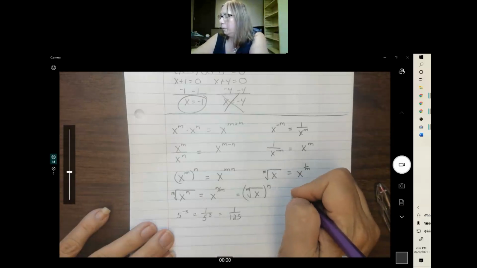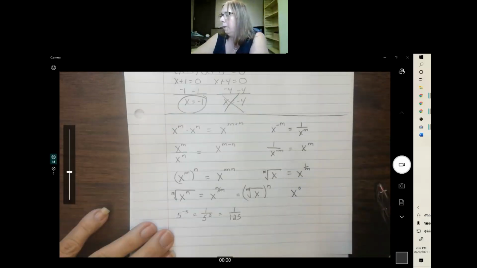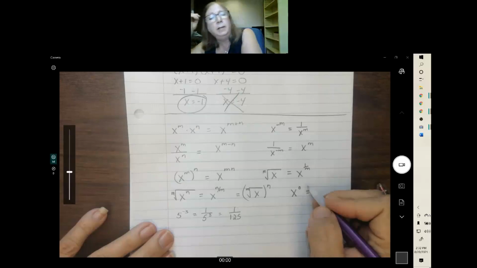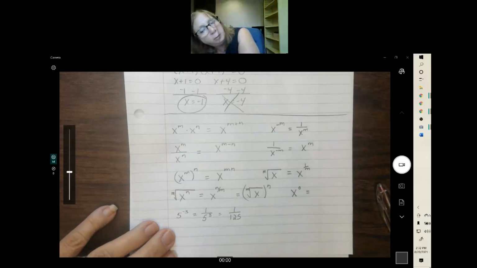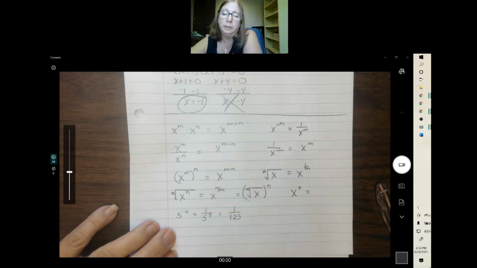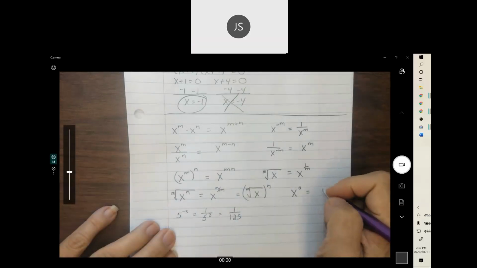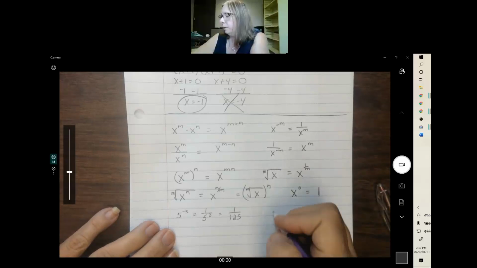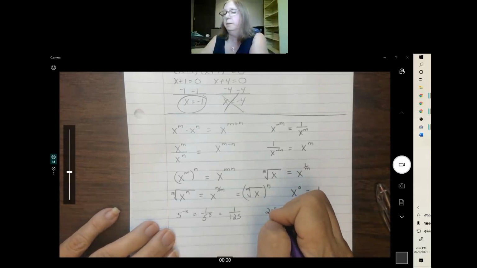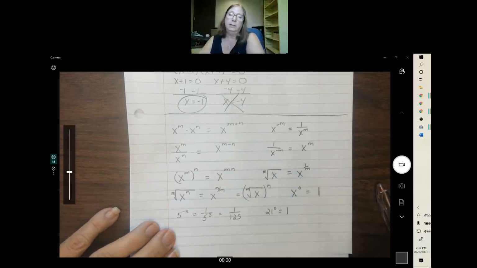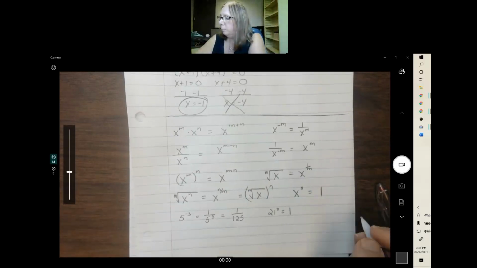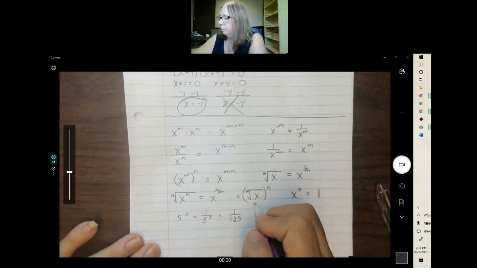One more, I don't know how I forgot that one, but anything to the 0 power. Doesn't anyone know what anything to the 0 power is? Anyone remember? 1. So if we had 21 to the 0 power, it would be 1. Anything to the 0 power is 1.